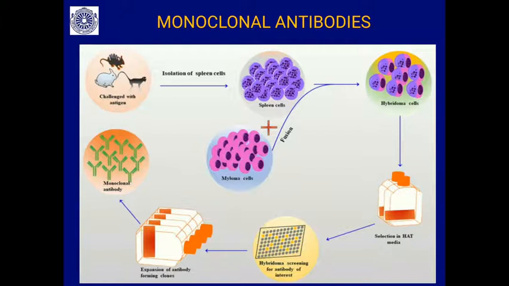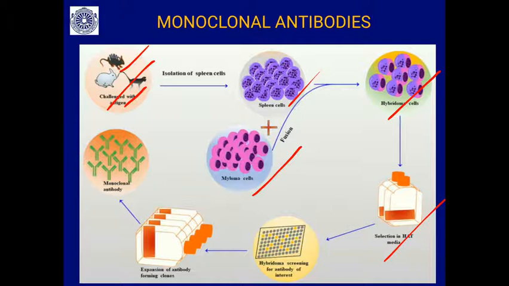This is the overview. Any animal we can take, it may be a rabbit, monkey, mouse or rat, and we inject it with the antigen for which we want monoclonal antibodies. Then we isolate the spleen cells which are producing antibodies. Then we fuse them with myeloma cells, the cancer cells. Now it is a hybridoma cell.